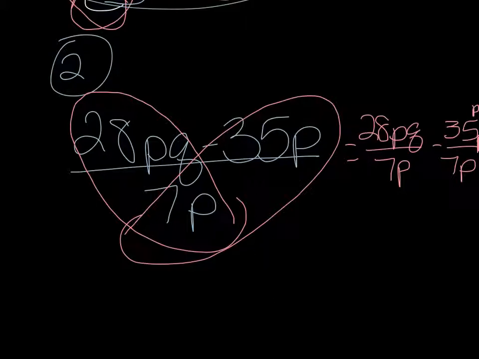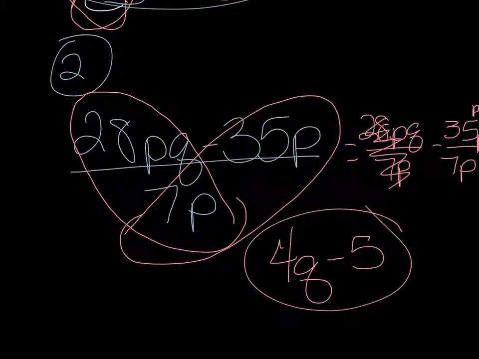Okay, when I simplify my two fractions, now I have a couple of different variables. For my first fraction, 28PQ over 7P, look at your numbers first. 28 over 7 gives you 4. I have a P over a P. What happens to my P's? They cancel out. What else am I left with? A Q. So my first fraction just turns out to be 4Q. For my second fraction, I have a 35P over 7P. What does that give me? Minus 5. So I have 4Q minus 5.